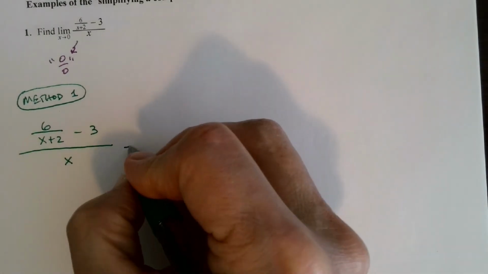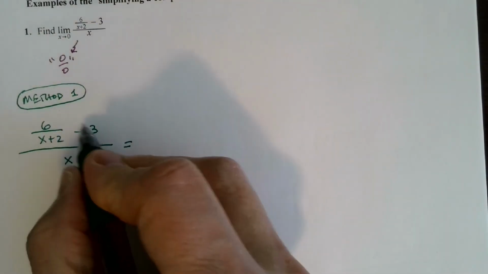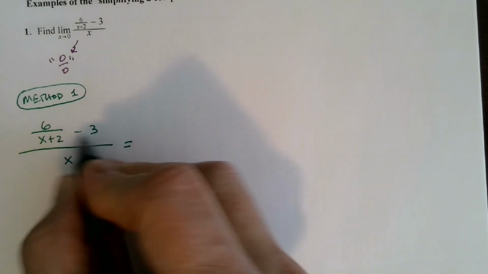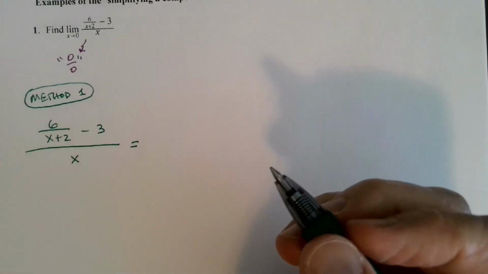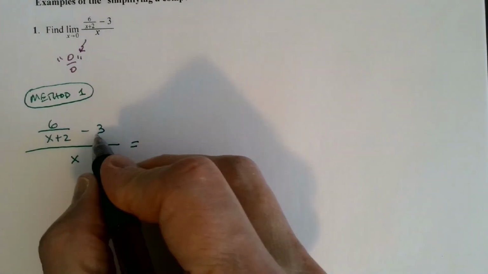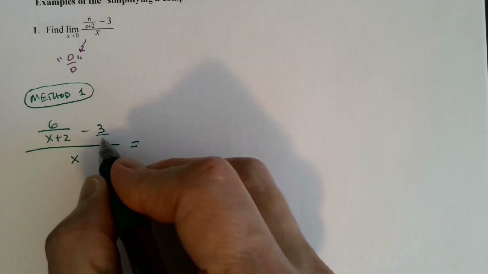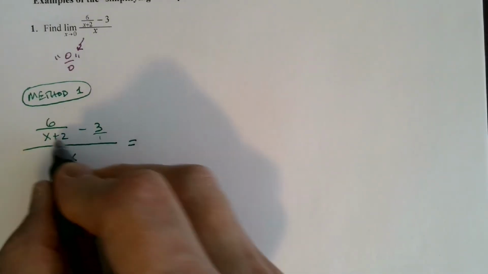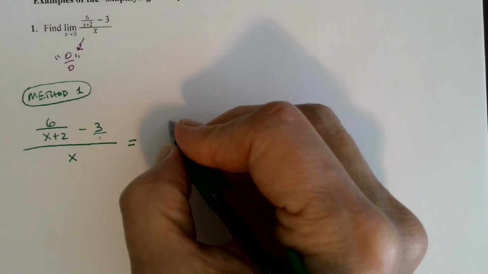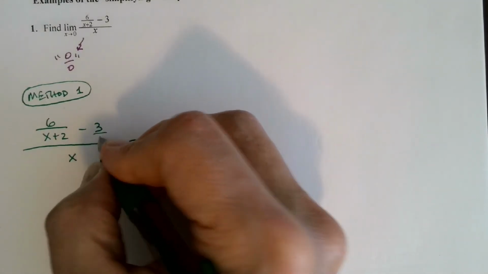So what some people say is we can find a common denominator and subtract these two, and then I can just divide by x. Well, what is the common denominator? This is 3 really divided by 1 if you want to think of it that way. Well, the common denominator is just going to be x plus 2. So I need to multiply top and bottom of this fraction by x plus 2.